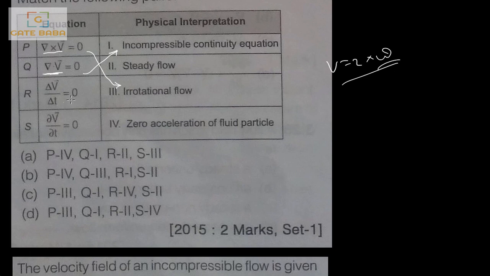dv by dt is 0. That means the change of velocity with respect to time is 0. That gives you the 0 acceleration of a fluid particle. And dou v bar by dou t equals 0 is the steady flow definition: the change of property with respect to time is 0. That is the definition of steady flow. So what is the condition? P3, Q1, R4. So option C is correct. And S2, definitely S2. Very easy.